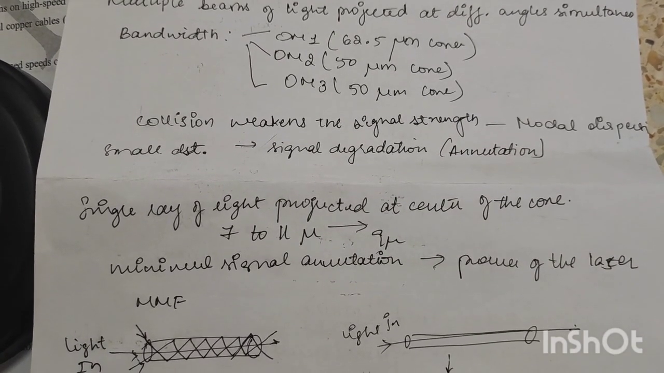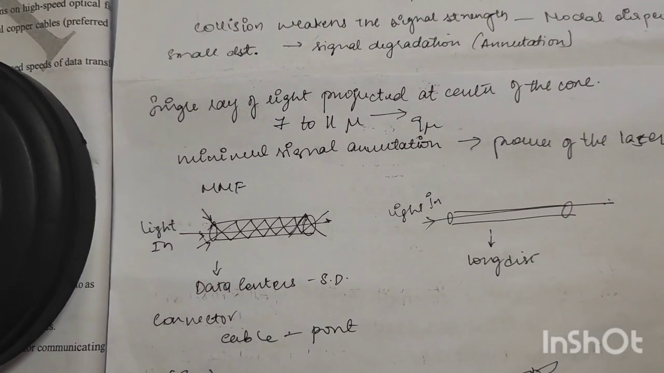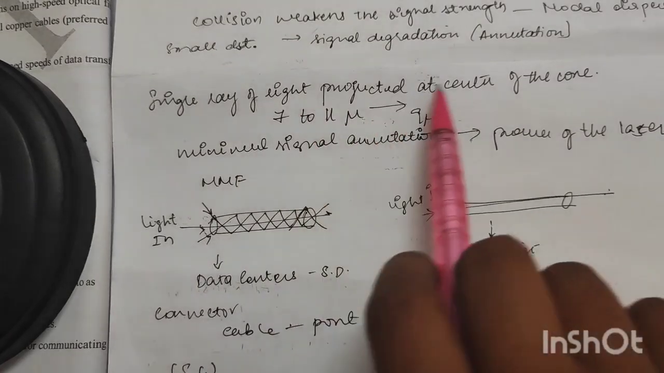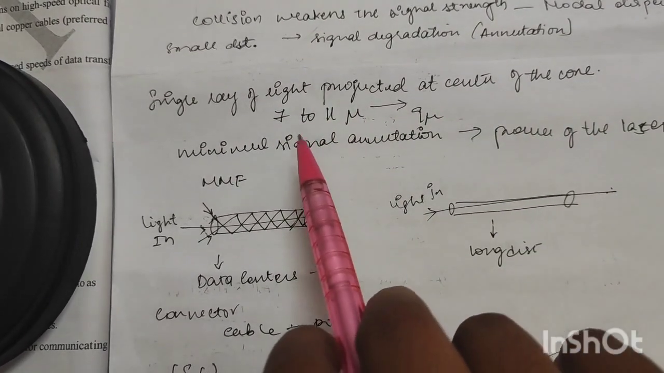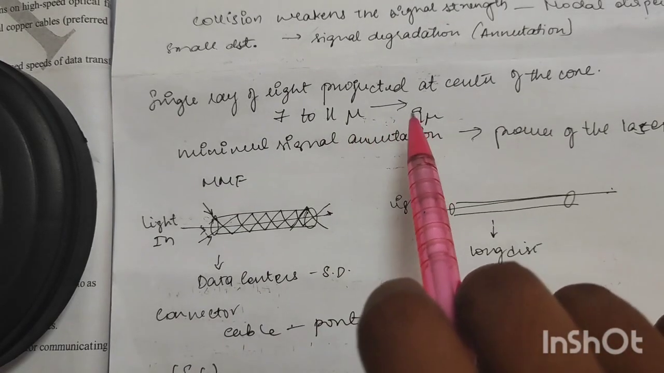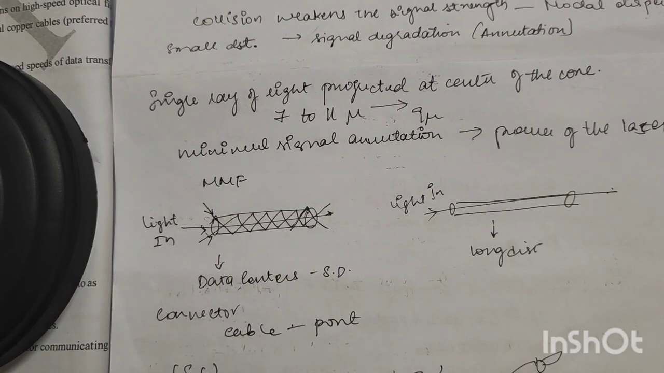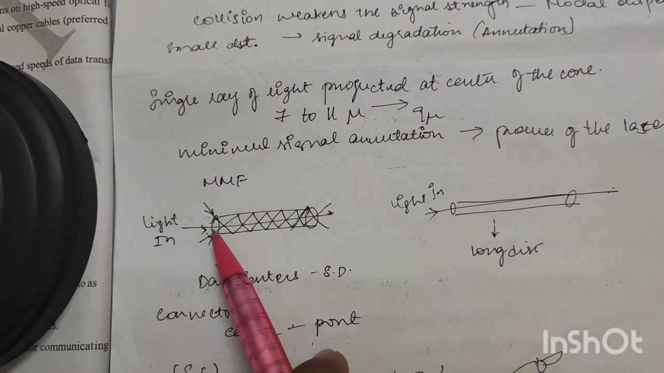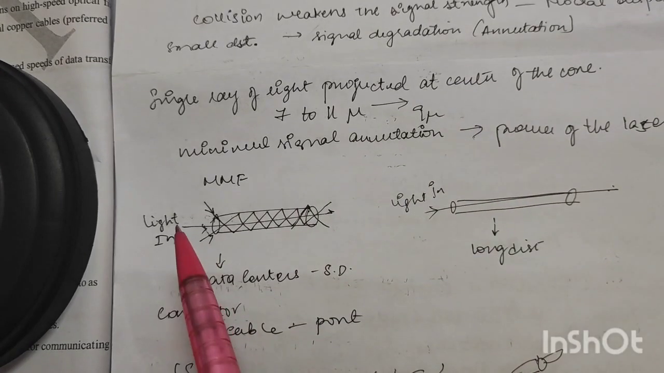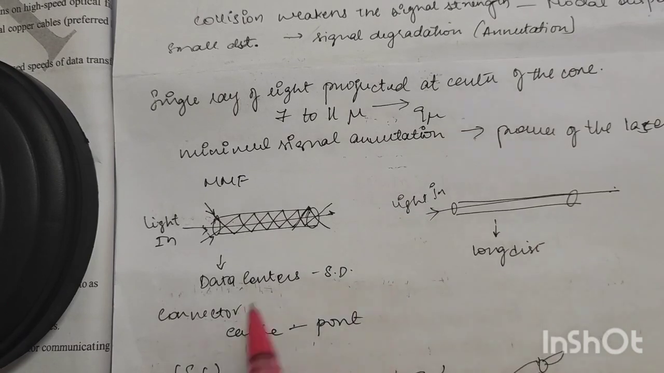Okay, so this is called attenuation. In single mode, what happens is you have a single light which is projected at the center of the core, which is 7 to 11 microns, or generally 9 microns. So what happens here is that you have a minimum number of signal attenuations because it is being sent in a straight line. So here light goes in different angles, and here light goes in a straight line.